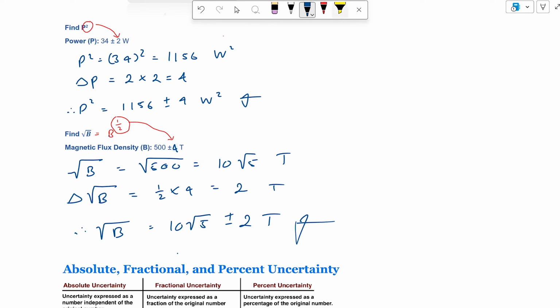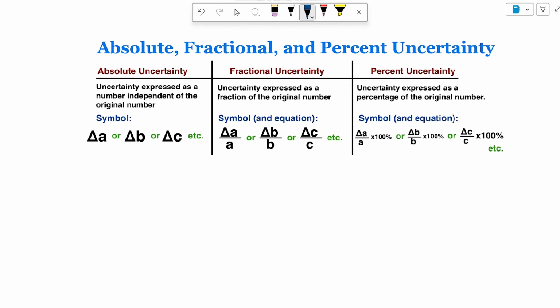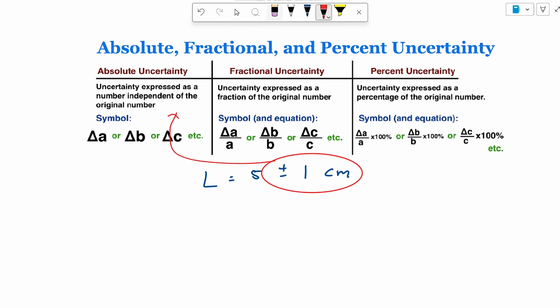And that's your answer. Okay, so in the last part we have absolute uncertainty, fractional uncertainty, and percentage uncertainty. So I'm just going to write a measurement followed by its uncertainty. We got length is equal to 5 plus minus 1 centimeter. So, as we probably substantiated from the examples we did above, this plus minus 1, that's your absolute uncertainty.